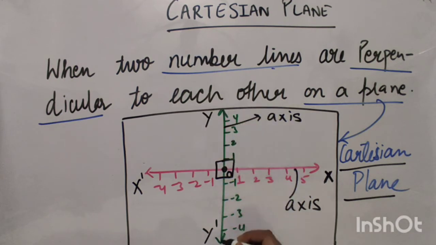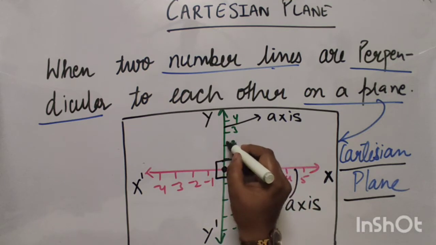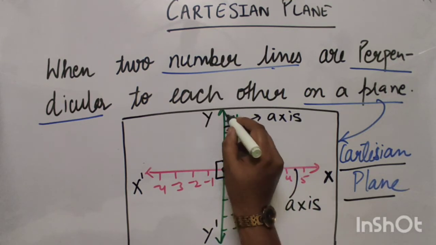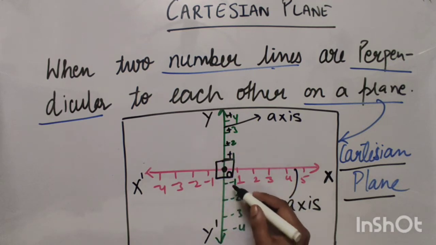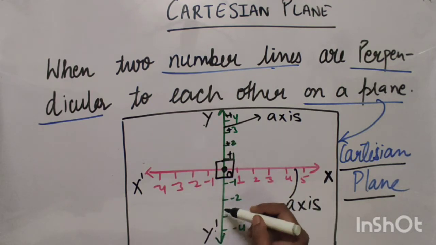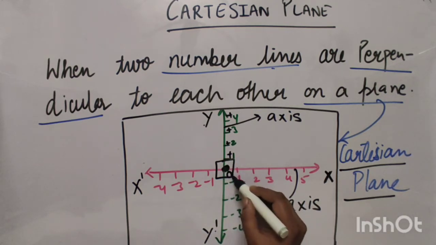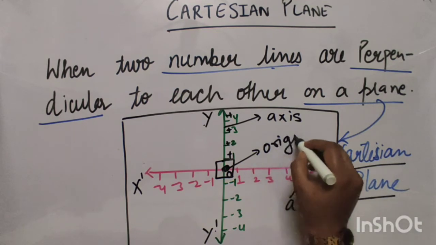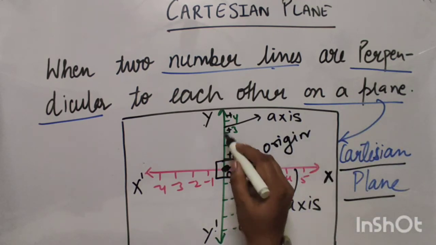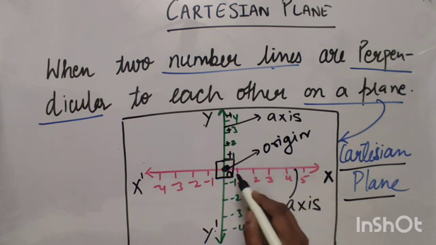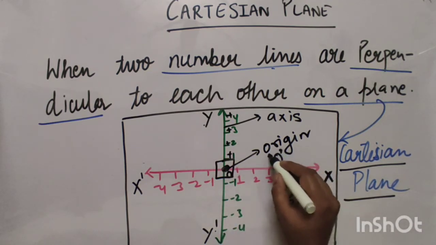Similarly, when we are talking about the vertical line, as we all know, when we are going up, it is shown by the positive numbers, right? And when we are going down, it is shown by negative numbers. So that's why going down is Y' and going up is Y. Now, where these both number lines intersect, this point is known as the origin, right? Origin, from where the lines originate. And we denote this origin by the letter O.